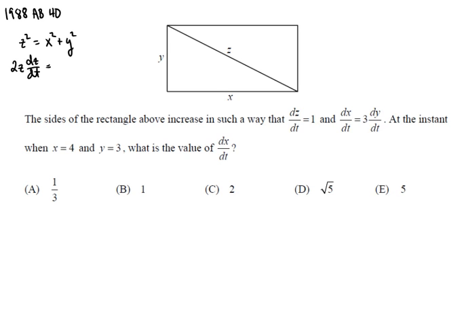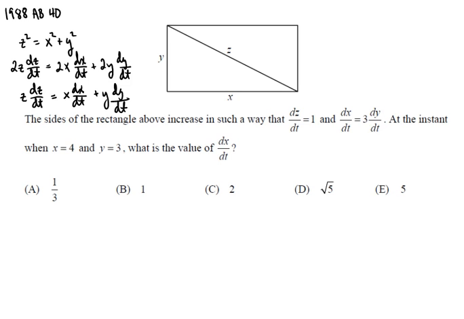On the left we get 2z dz/dt. On the right, the first term would be 2x dx/dt, the second would be 2y dy/dt. The 2's will cancel across, leaving us with z dz/dt is equal to x dx/dt plus y dy/dt. The calculus is done. Now we can plug in.